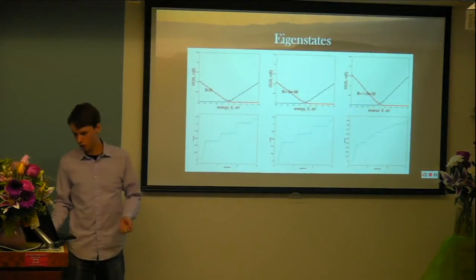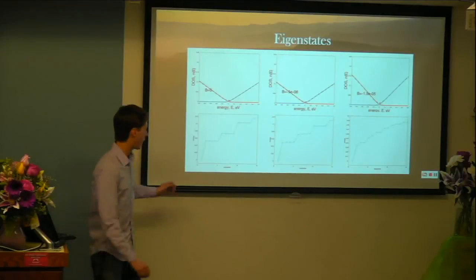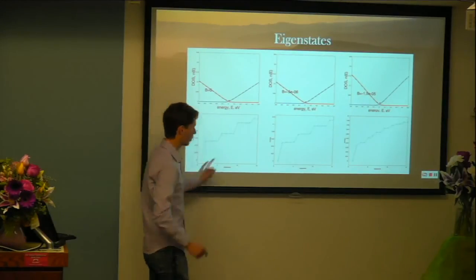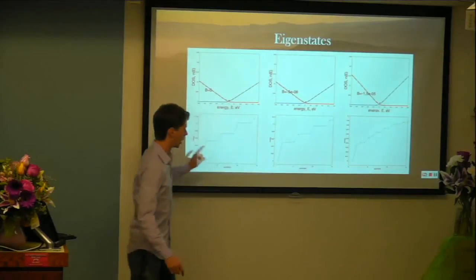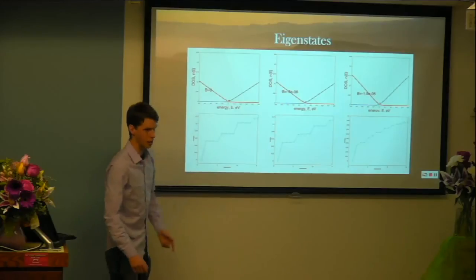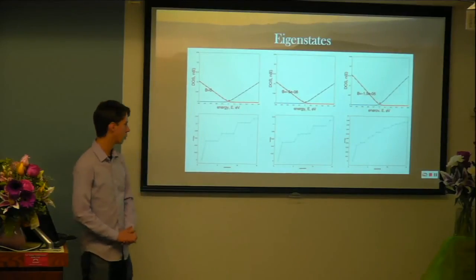Okay, so for the actual data, at the bottom here, these are the eigenstates across energy that were found through the experimentation. And above each of these is a corresponding density of states that were found when converted.